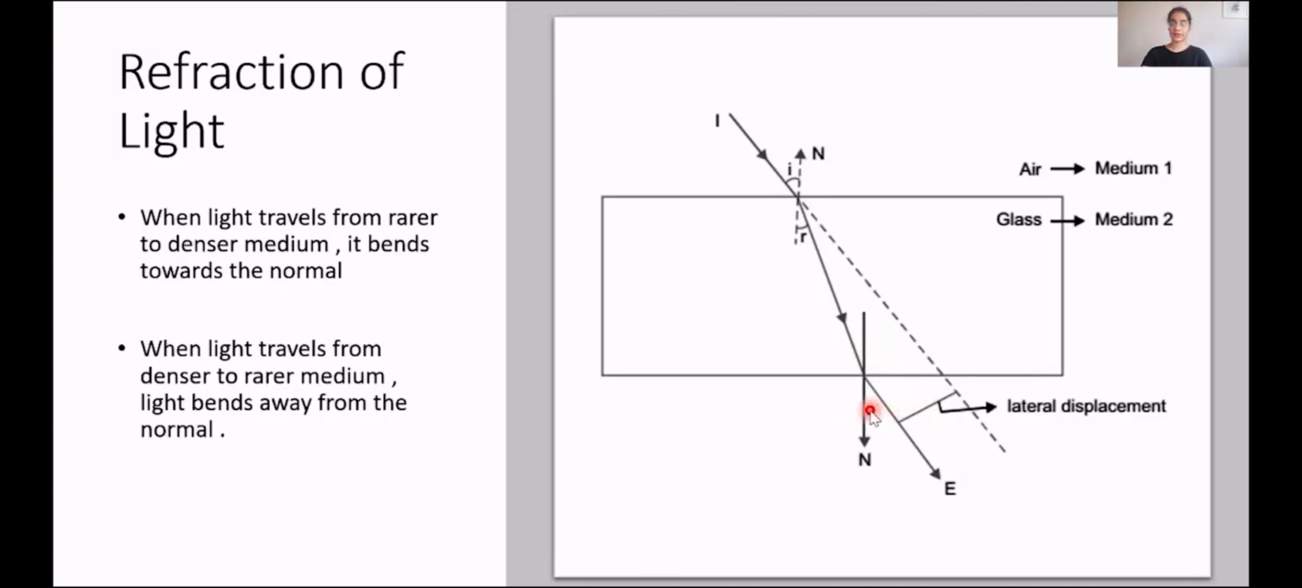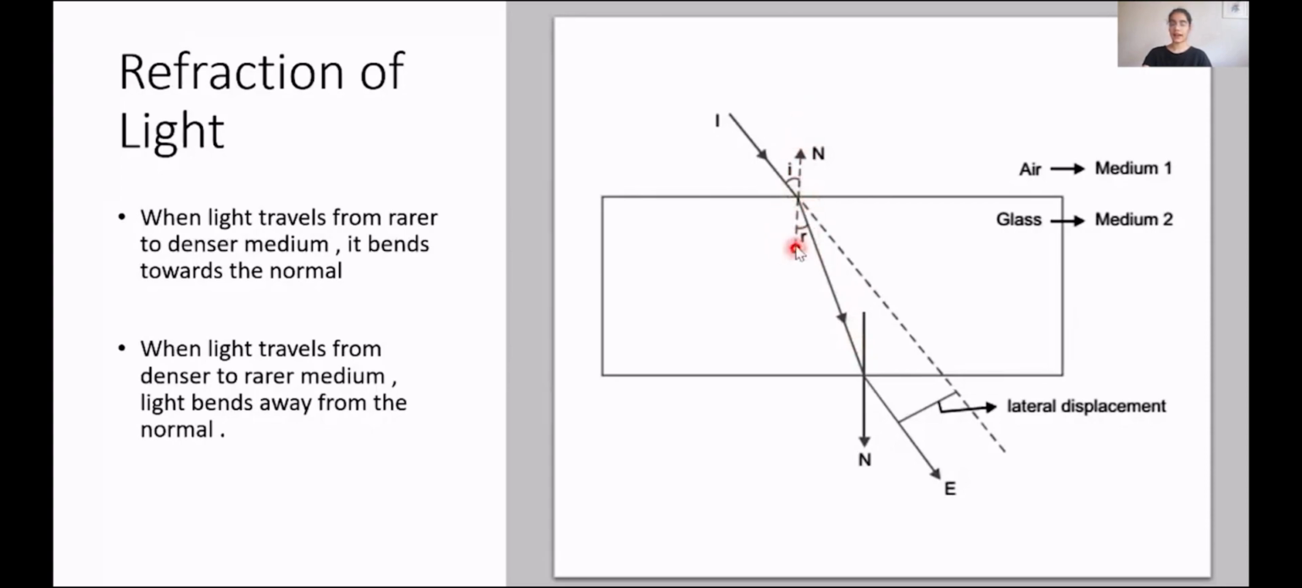So this is what refraction of light is trying to explain to you. When light is traveling from one medium to another, light's speed is going to increase or decrease. And when light is traveling from a rarer to a denser medium, the speed is going to decrease, and hence it is going to bend towards the normal. If you see this light ray that is refracted inside the glass, it is closer to the normal.